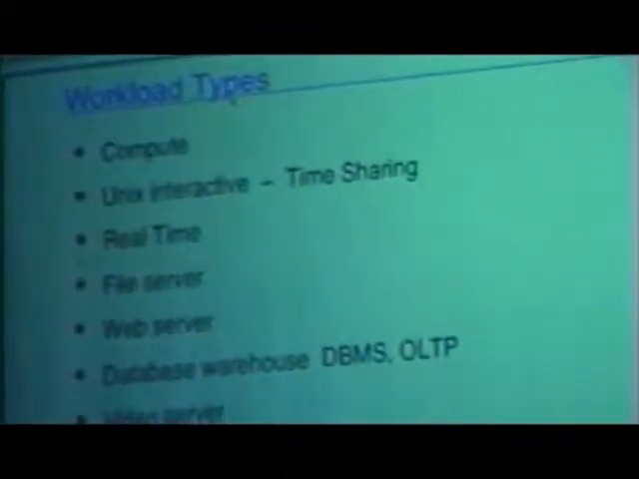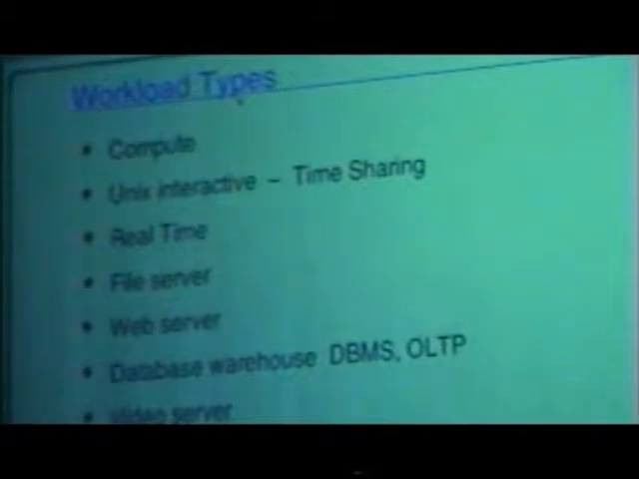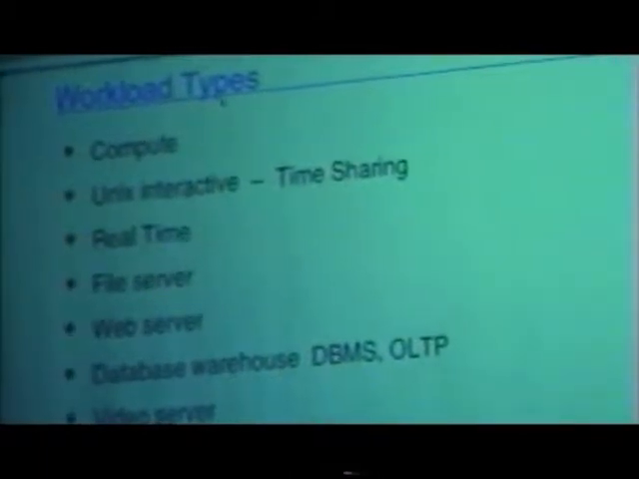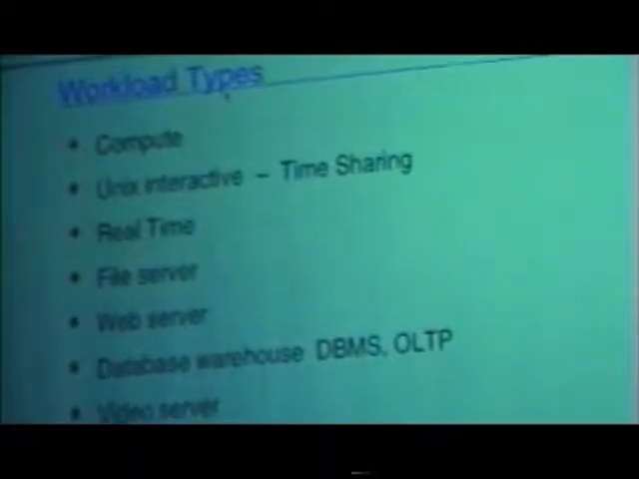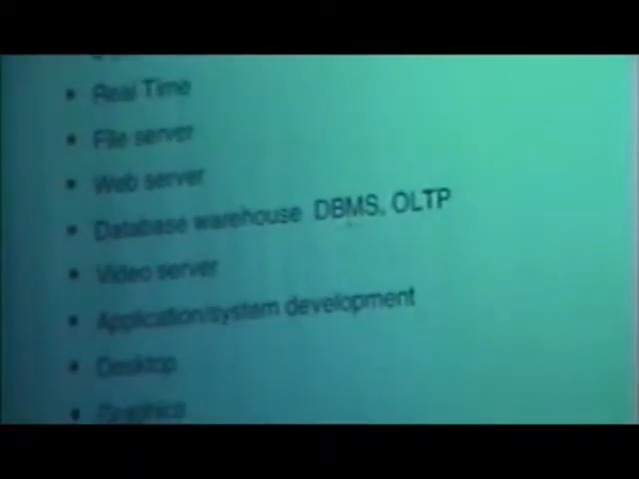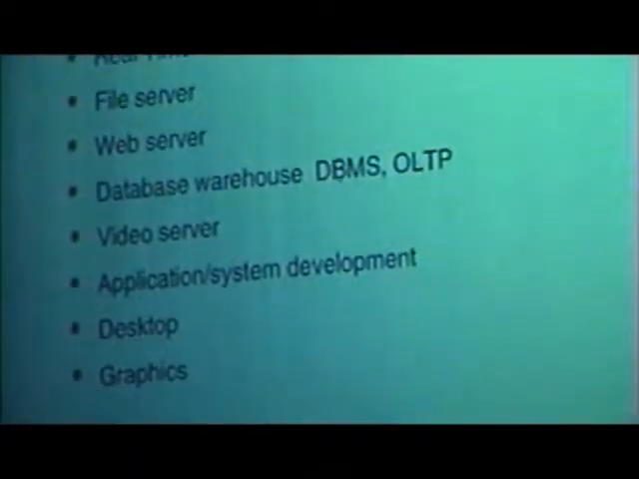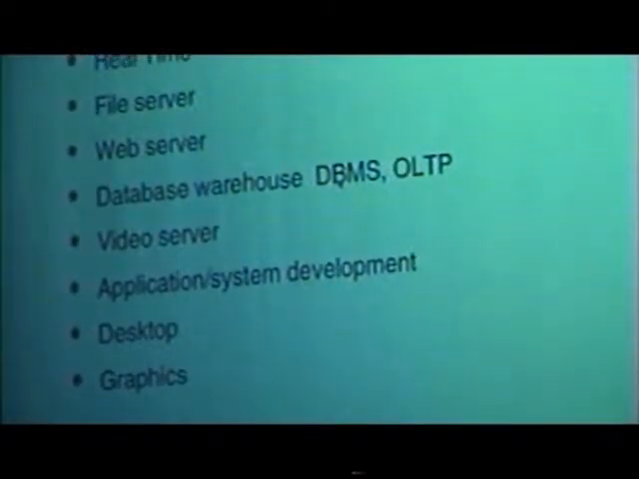And also during my interview process, I want to figure out what's the workload type. Am I a compute server? Am I timeshare? Am I a real-time file server, web server? There are 2 types of database servers. Database warehouse, what they call strategic business analysis nowadays. We used to call it data mining.